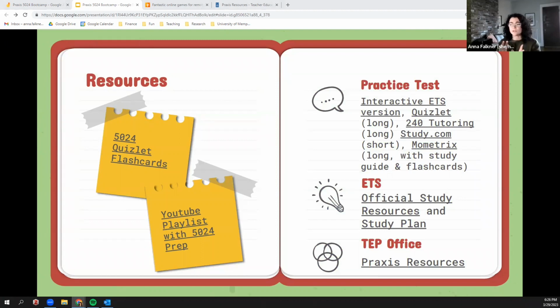So Dr. Perkins shared all those amazing resources. I dropped a few additional ones in here, including some Quizlet flashcards. These are made by someone on the internet, so some of them are going to be really useful to you. You know, they're Quizlet flashcards, so I think they're kind of mixed use, but I like having them there. And then this one right here is a YouTube playlist that is just video after video that covers content that's covered on 1524, as well as just some general information on 1524. Over here, we got practice tests, both long and short. And then, of course, the ETS official study guide, the official study resources and study plans, and then the Praxis resources from the TEP office.